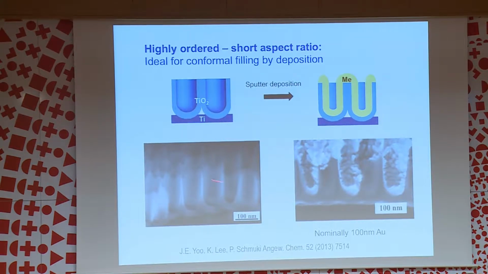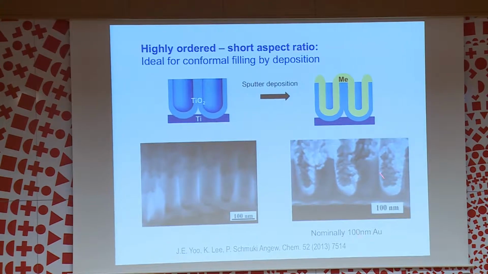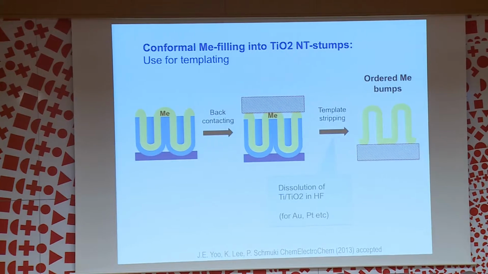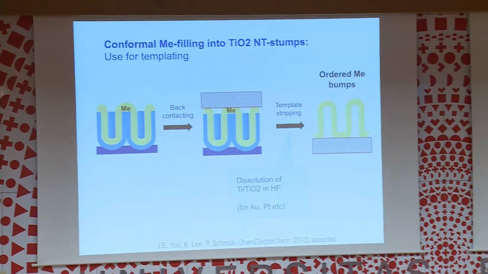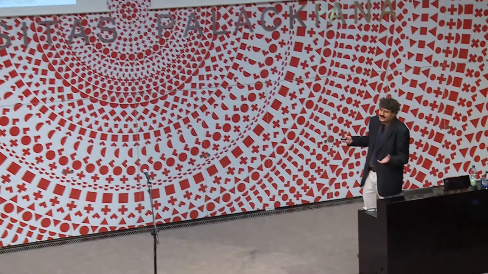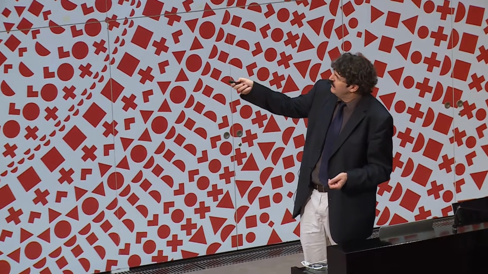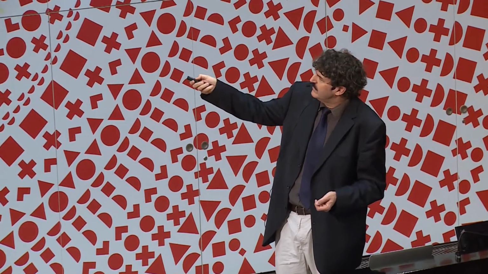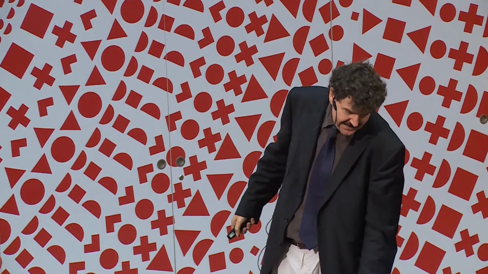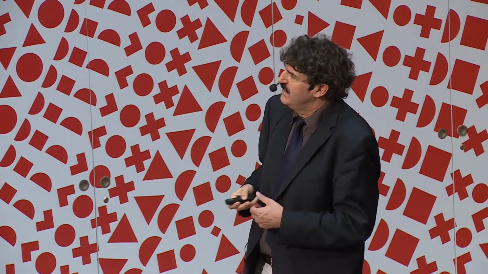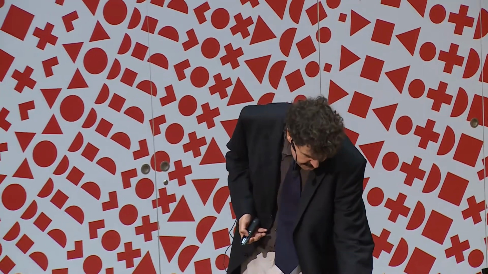In this case, something like nominally 100 nanometer gold is deposited onto the nanotubes. One way of using this is, of course, just using them as templating. That is not so spectacular: you make back contact here and then you just dissolve essentially all this nanotube layer and the metal underneath, and you have the metal template forming bumps, like gold, palladium, platinum bumps on surfaces. In this case, you can use this, for example, as anti-reflection coatings or something like that.